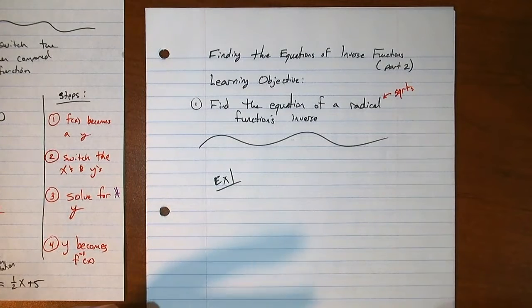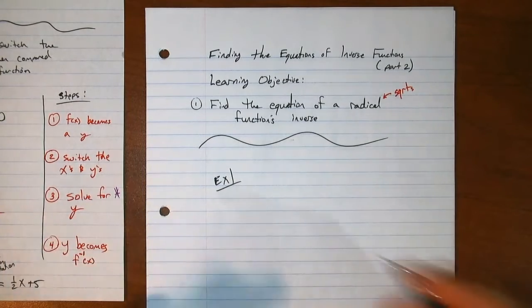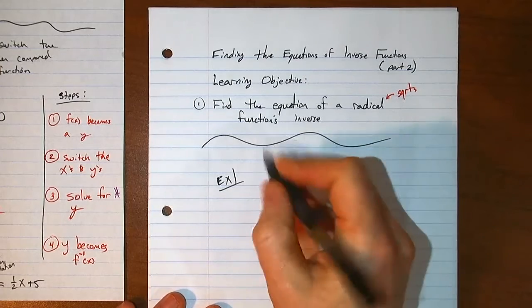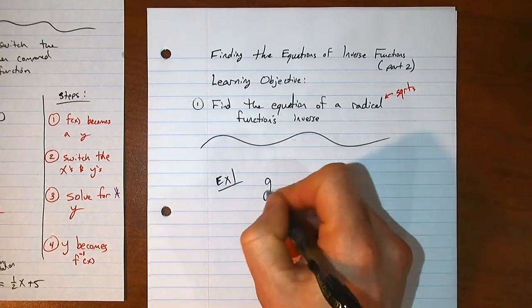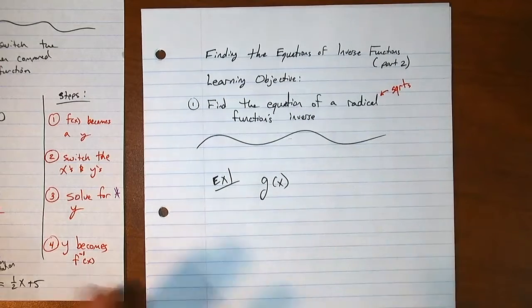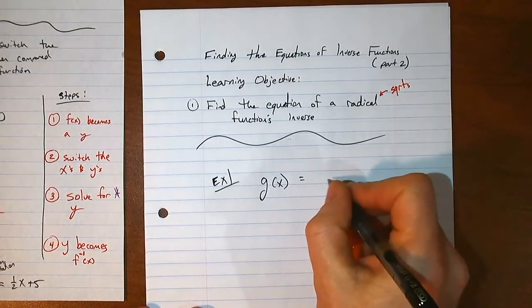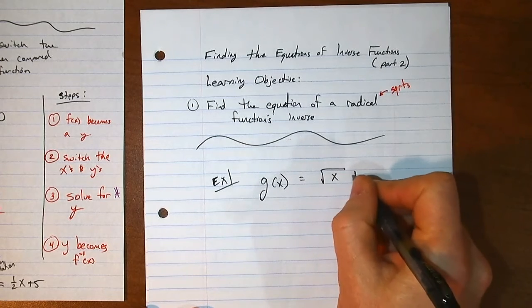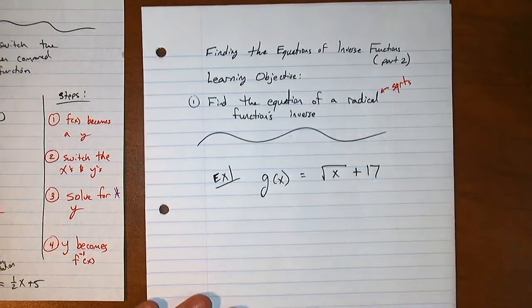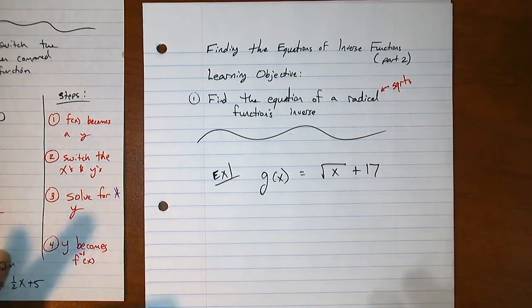But here's our first example. Again, the directions would say something to the effect of find the equation of the inverse function, and then they would give you some function. I used f a lot in the last video. I'm going to switch to g this time, just because why not? All right, so here's function g. Function g is the square root of x plus 17. So we're going to start with a very basic one. We'll do a second example that's a little bit more complicated.